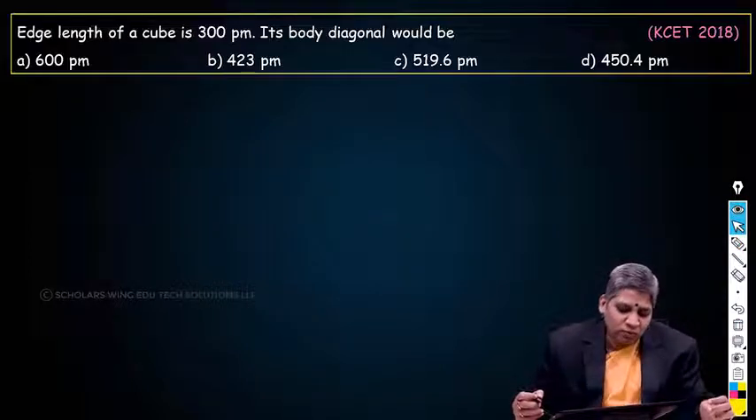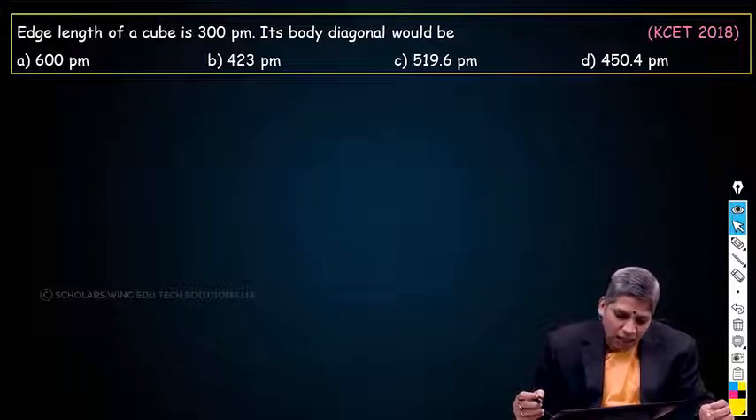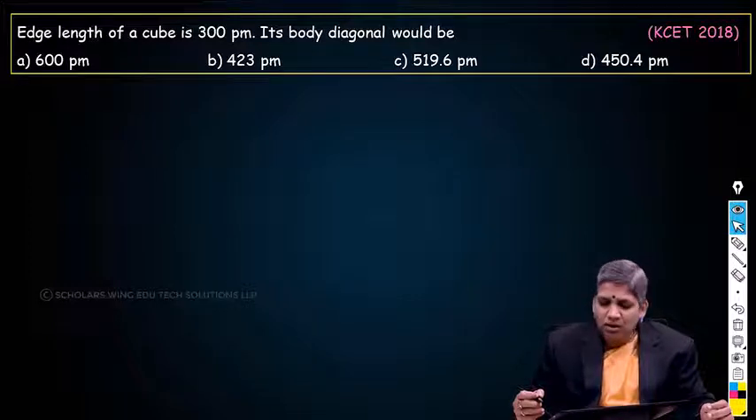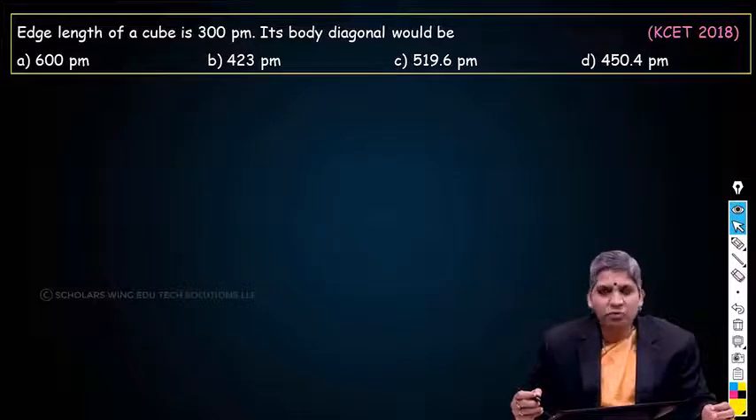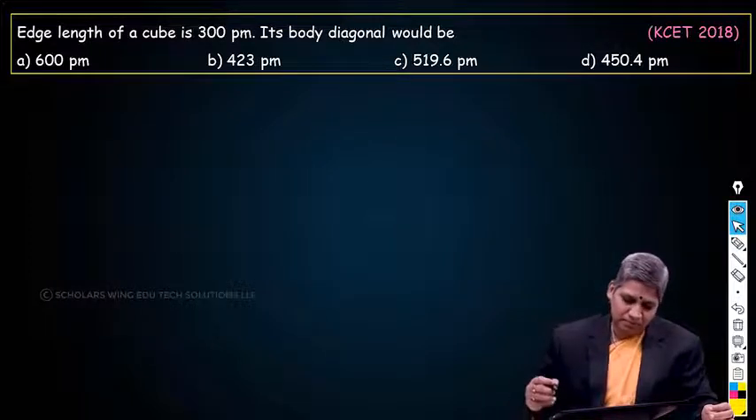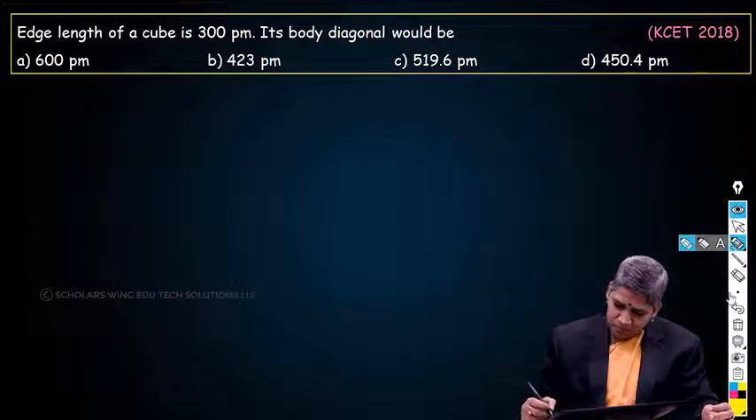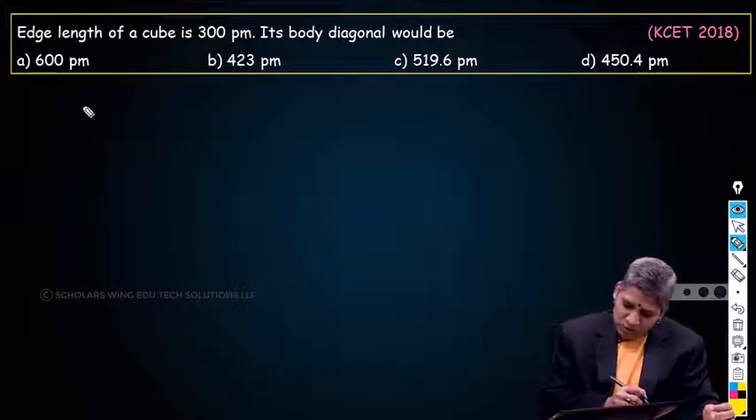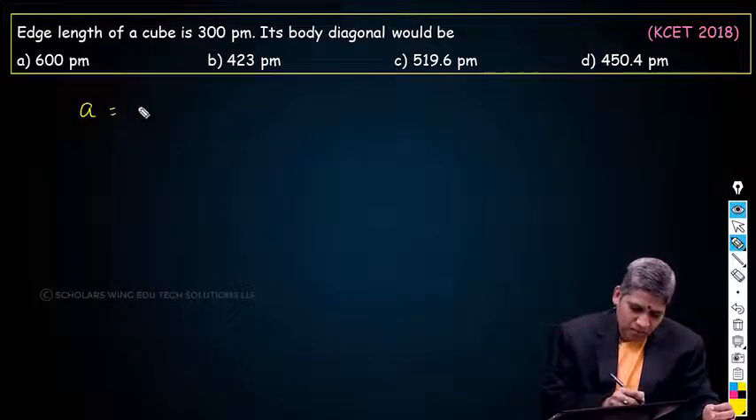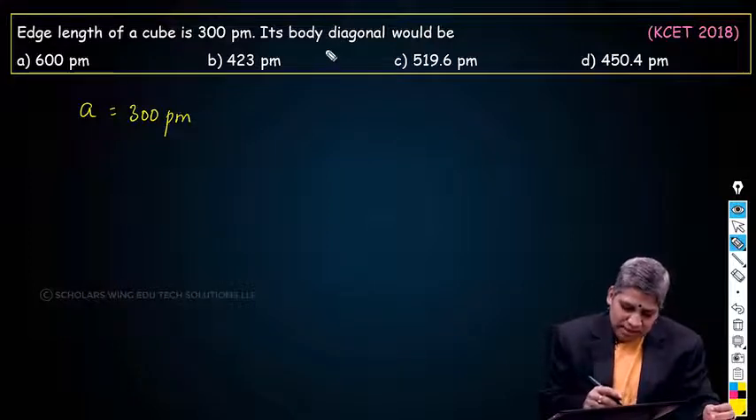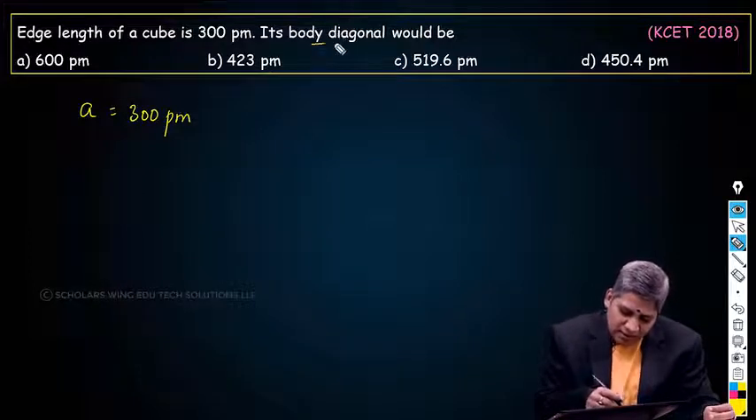Edge length of a cube is 300 picometers. Its body diagonal would be 600, 423, 519.6 picometer or 450.4 picometer. This question is again picked up from KSET 2018 question paper. Once again, edge length is given as A, 300 picometer. And they've asked body diagonal.